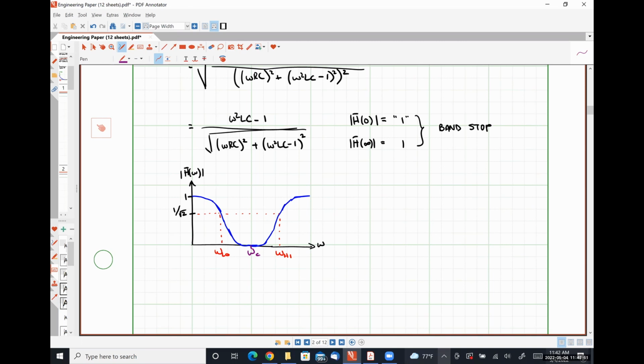Now, one thing that I do want to point out is that if omega low and omega high aren't far enough apart, omega C is still going to be at the minimum value of this, but we might not necessarily hit 0. We're going to see a dip, but if these guys are too close together, the dip isn't going to extend all the way down to completely attenuating the signal.